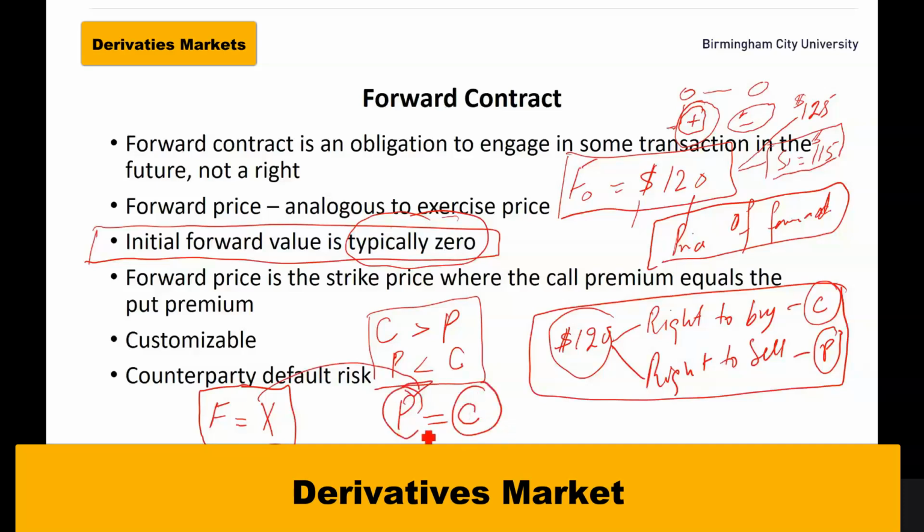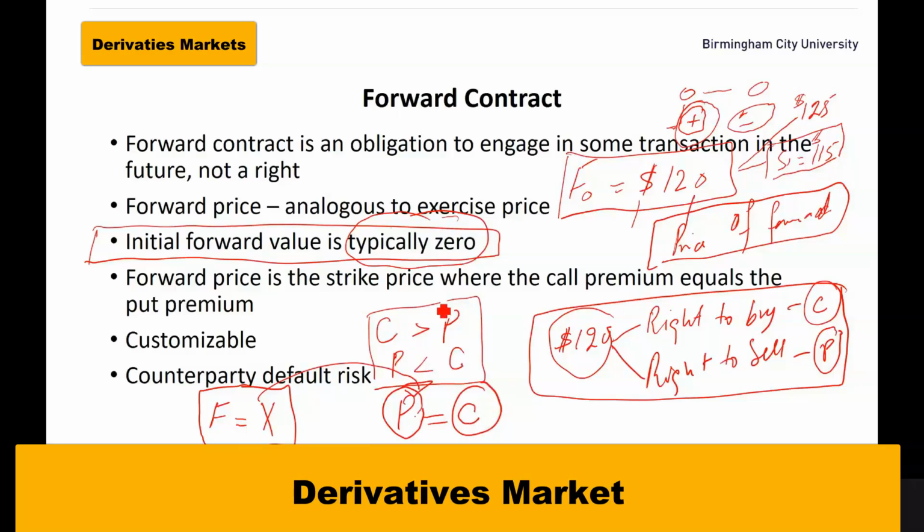Now it's a bit technical, and at this point of time you might be a bit wondering, but don't worry about it. I just have written what this phrase here means. It says that the forward price is that exercise price at which the price of a put option on the same underlying will be equal to the price of the call option on the same underlying.